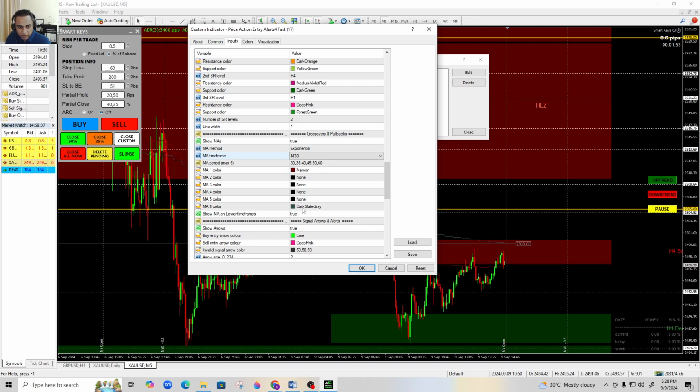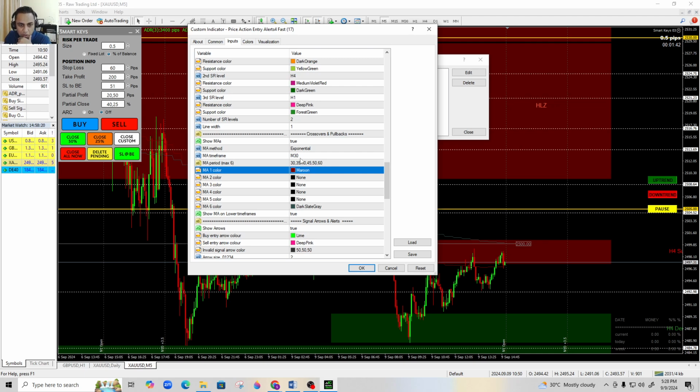There are 6 there, but I've given color on only 2 of them, the fastest one and the slowest one, the 30 and the 60, right? But they're all on the M30 time frame. So it's a period 60 and a period 30, but all on the M30 time frame. The moving average method I use is exponential, but you can change it to whatever you want, but that's the default setting.